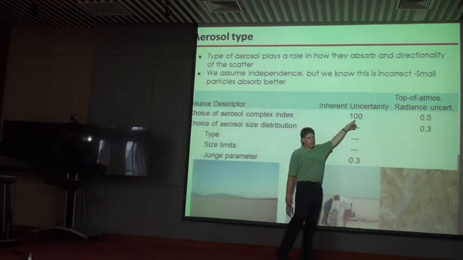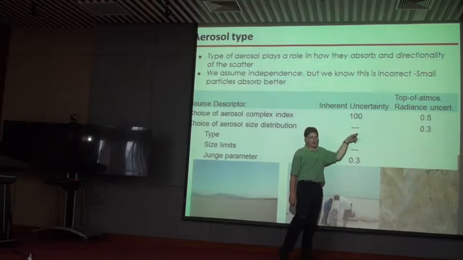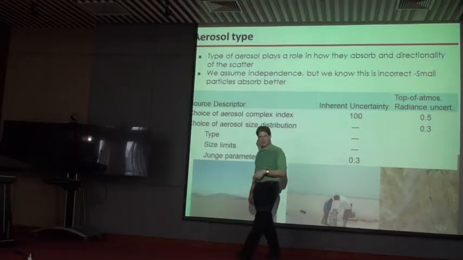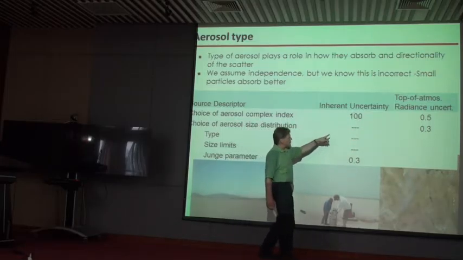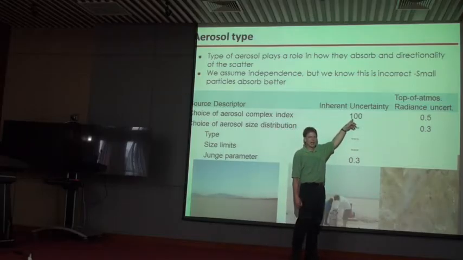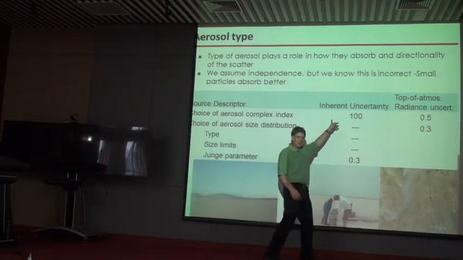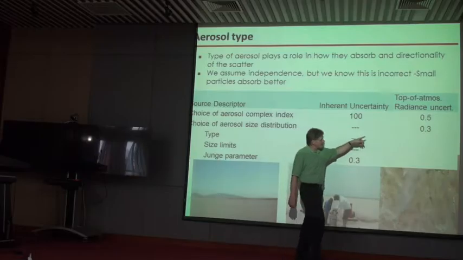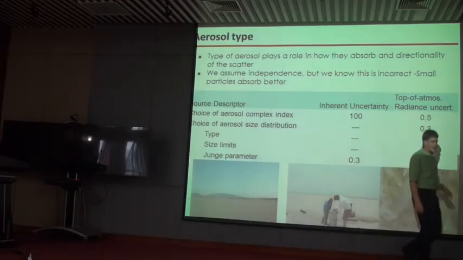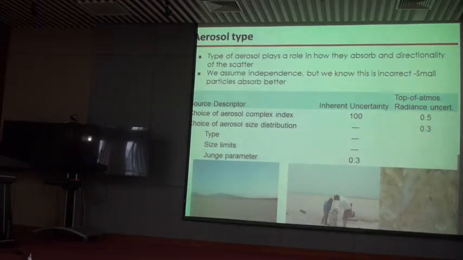For dust, you go into the literature and you can find ranges of complex index. And they go from basically 0.005 to 0.01. That's 100%. Sounds really impressive when you say 100%, but it turns out that it's a 0.5% impact on the top of atmosphere radiance. Just because of two different numbers in the literature.